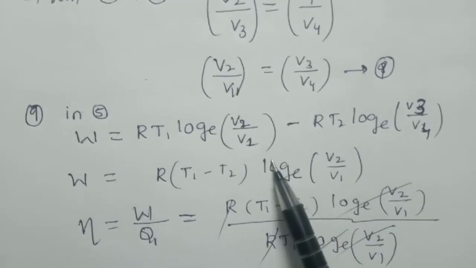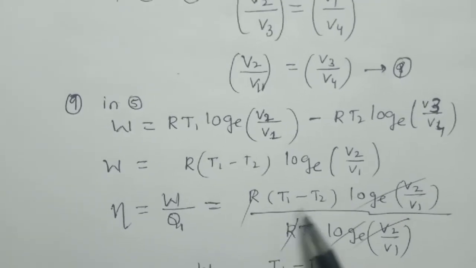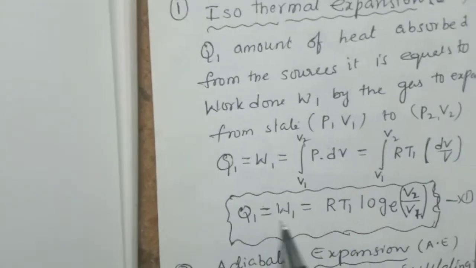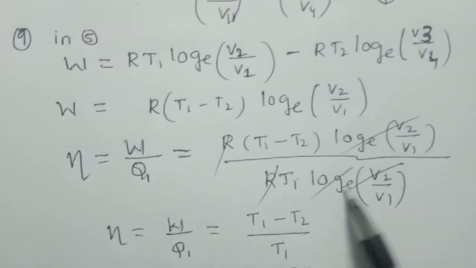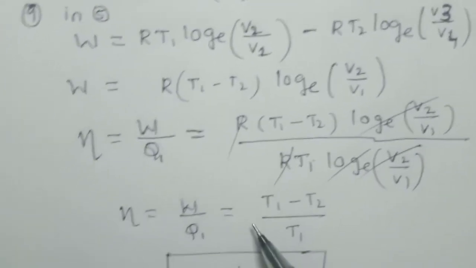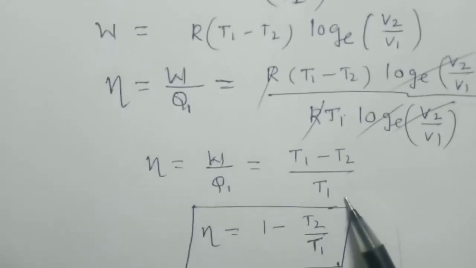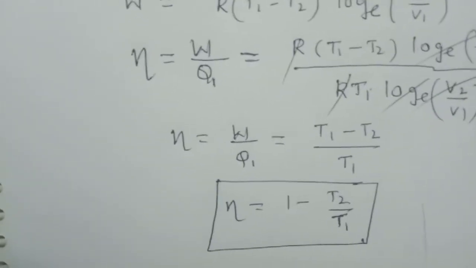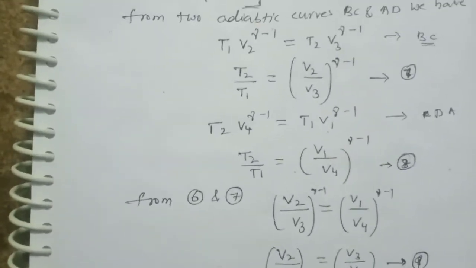Now substitute this W value in the efficiency equation, eta is equal to W by Q1, that is R T1 minus T2 log base e V2 by V1. And what is Q1? In the first equation we got Q1 equal to W1 equal to RT1 log base e V2 by V1, and we substitute it here. Now the common terms cancel, and we have eta equal to W by Q1 equal to T1 minus T2 by T1, so eta is equal to 1 minus T2 by T1. This is the efficiency equation in terms of temperature.